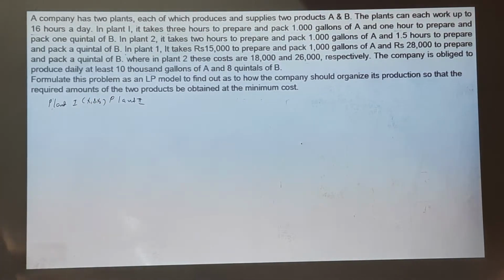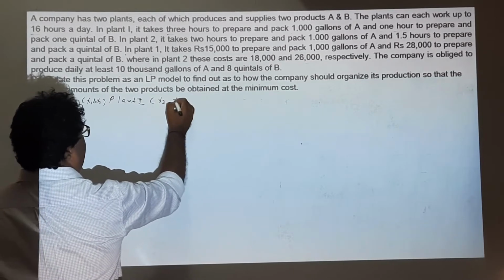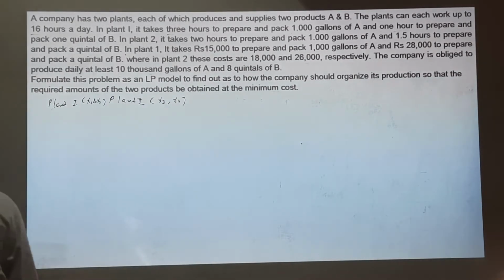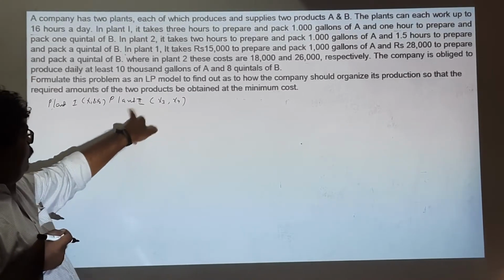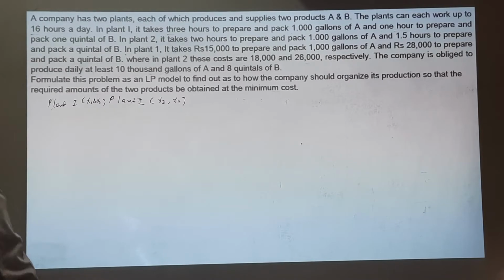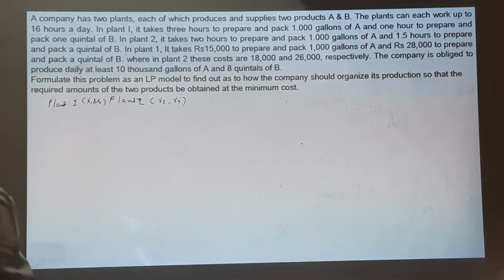What is this x1? The number of units of A manufactured, and x2, the number of units of B manufactured from plant 1. And then x3 and x4: the number of units of A manufactured from plant 2 and the number of units of B manufactured from plant 2. Now another thing is that the objective function is a minimization problem.